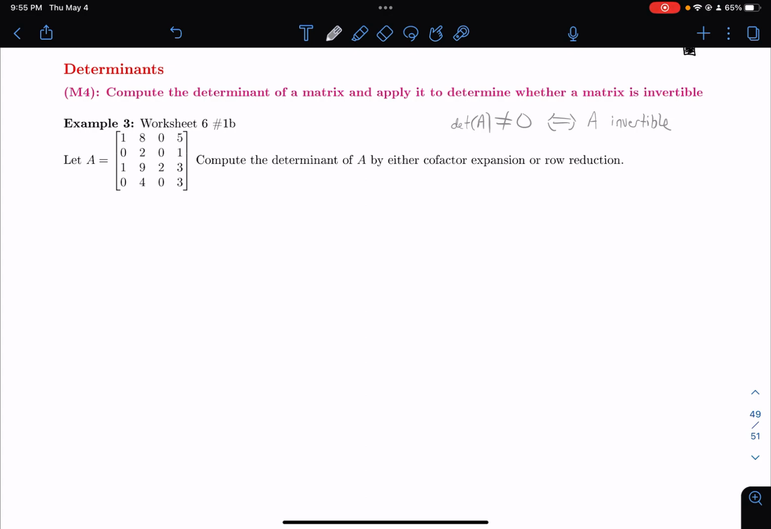Okay, so let's do a practice problem. This is coming from one of our worksheets. Okay, I got this matrix. I want to compute its determinant either by doing a cofactor expansion or row reduction.